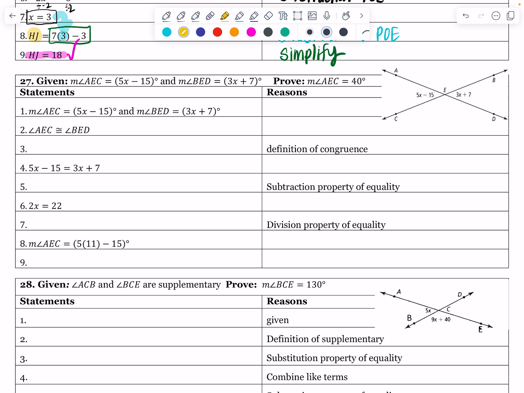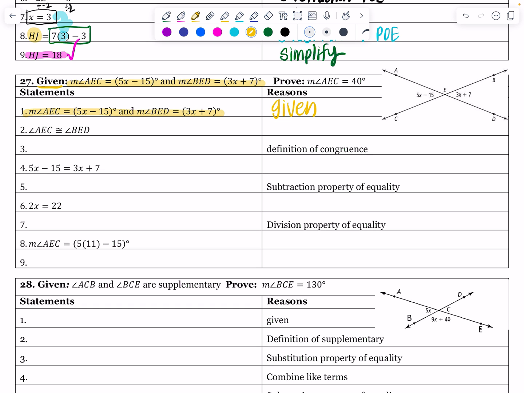What is our given? Our given on this proof, the problem we're trying to solve, is the measure of AEC equals 5x minus 15, and BED, where I wish I was lying in my bed right now, is equal to 3x plus 7. That is the problem. That is what to us? It is given to us. So I get to write given right here, and I've just gotten some free points for knowing that that was the problem that was given to me.